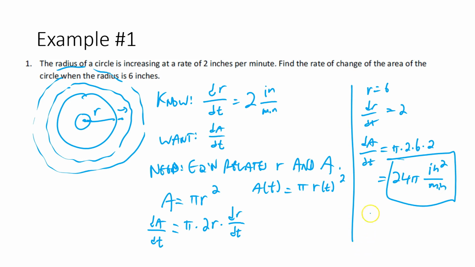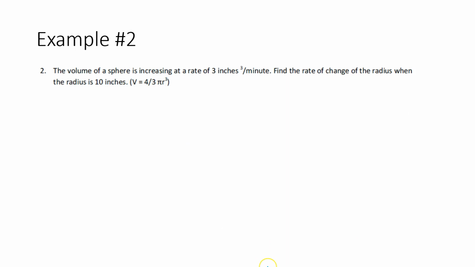That's all there is to it. All right, let's try another problem. The volume of a sphere is increasing at a rate of 3 inches cubed per minute. Find the rate of change of the radius when the radius is 10 inches.